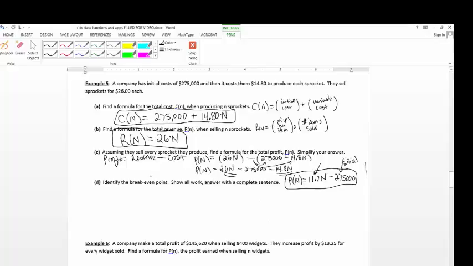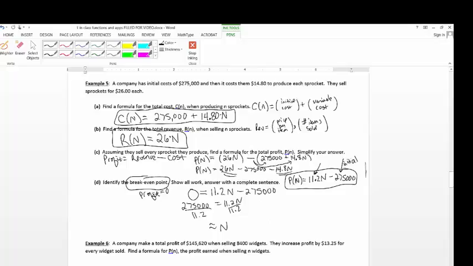Identify the break-even point. That means when profit is exactly equal to 0. They're just coming out of the red. So in our profit function, I replace P of N with 0, and I need to solve for the number of items sold in order to make that break even happen. I add 275,000 to both sides. I divide both sides by 11.2, and you can pull out your calculator and divide 275,000 divided by 11.2.